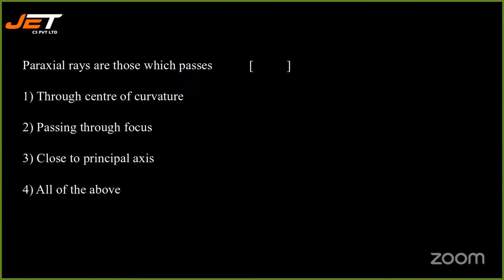Okay. Now, next question. Paraxial rays are those which pass through dash. Do they pass through the center of curvature? Do they pass through the focus? Or do they pass close to the principal axis? Or all of the above? Which one is the option? Good, Harish and Srinivas. It is close to the principal axis.